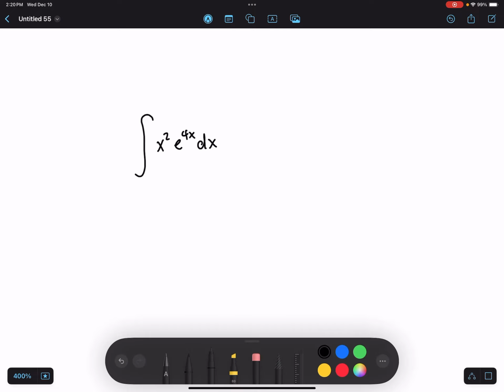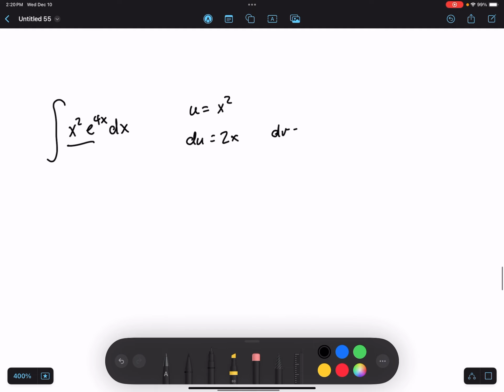We've got the integral of x²e⁴ˣ dx, and this is a clear product in the integrand, which indicates we're working with an integration by parts problem, and so we can start by letting u equal x². The derivative of u would then be 2x. Our dv value would be e⁴ˣ, and when we integrate that to get v, we end up with e⁴ˣ over 4.